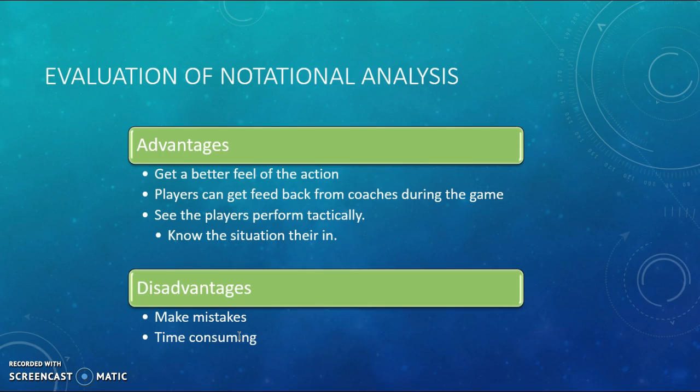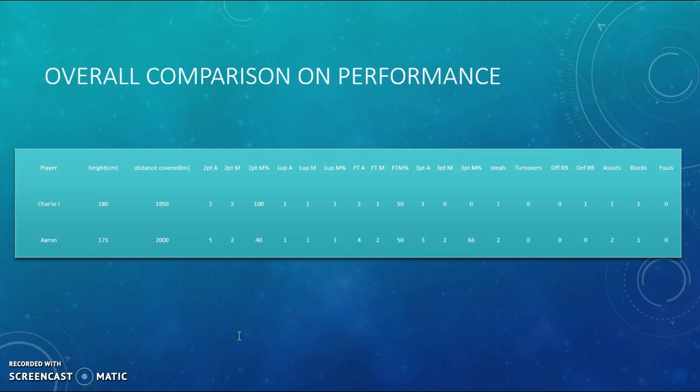And now moving on to data, as I just said. Here's an example of my comparison on performance. Here we have two players, Charlie Inkpen and Aaron. Aaron is a professional basketball player, whereas Charlie is not so much. And here we have different performance criteria along the top, showing their performance within the game. And then the comparison between the two, you can clearly see.